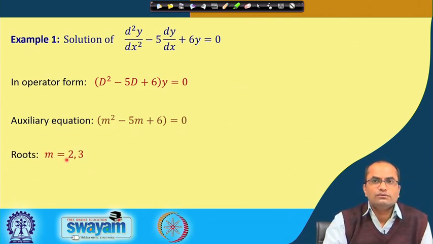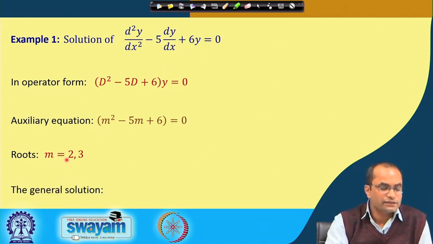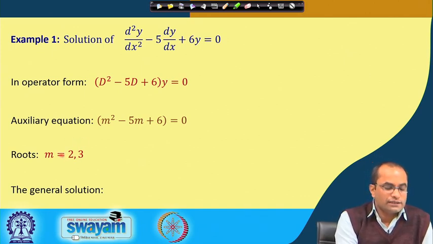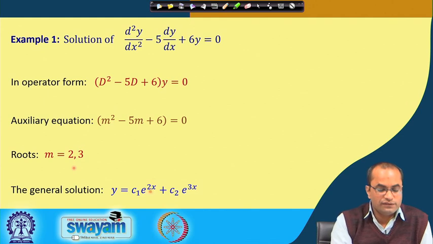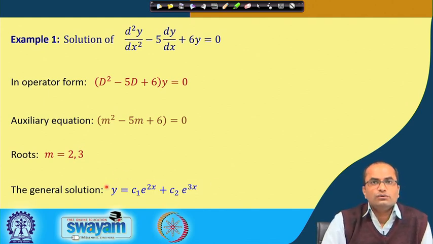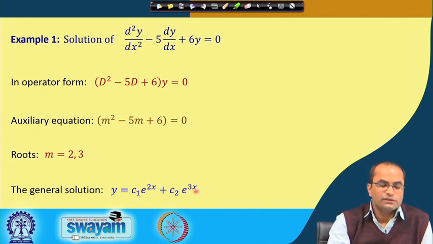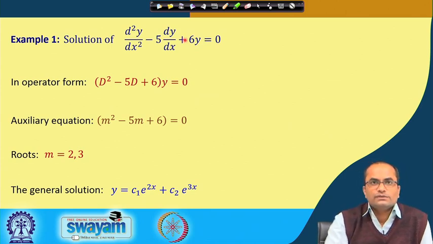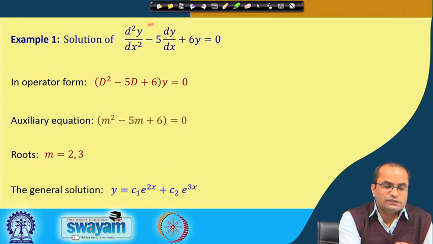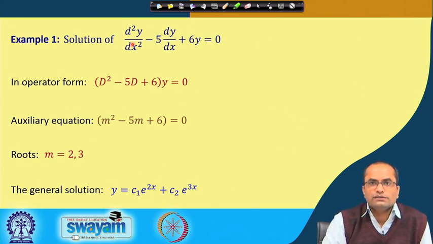So, we have distinct roots, and in case of distinct roots, the general solution is C1 e to the power 2x and C2 e to the power 3x. That will be the general solution of the given differential equation. One can also verify by substituting this into the equation whether this satisfies the given differential equation or not.